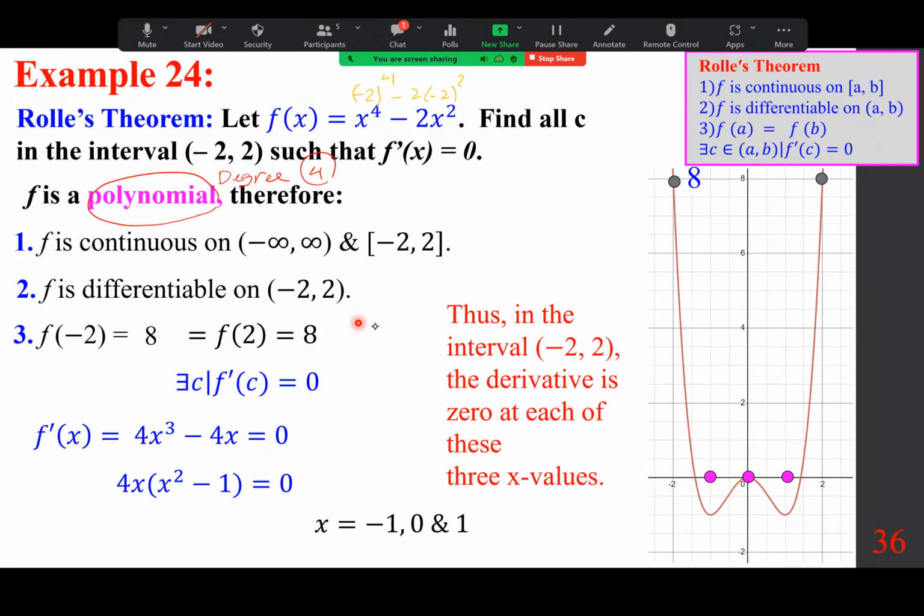Notice at -1 is this point, at 1 is this point, and look at this horizontal tangent line. So this is the point, x equals -1, which we have a horizontal tangent line. Also look at this one. The same thing. And that's the finale, f prime of c equals 0.